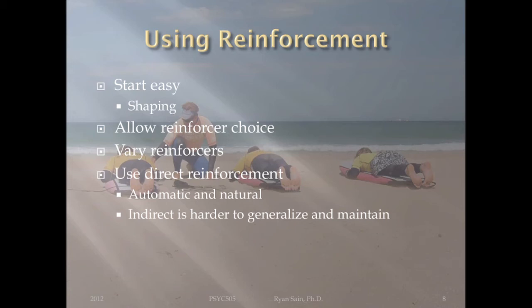Indirect reinforcement is extremely hard to generalize and extremely hard to maintain, as you might imagine. So we always want it to be immediate, as we talked about earlier, and we want the behavior to be directly related to the reinforcer, not related to another behavior, which is related to a different reinforcer. Okay, it gets really hard to sort of train somebody in that scenario. That stuff does happen. It just makes it very hard for training.